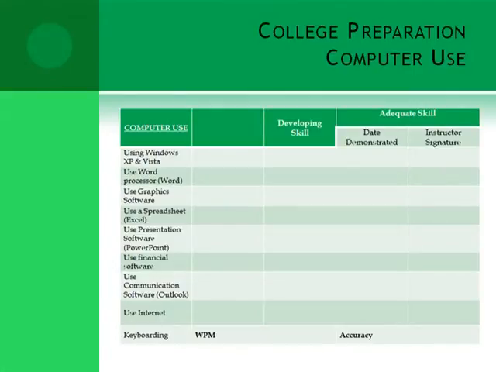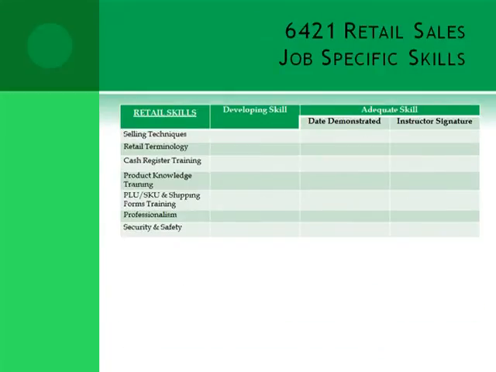The next chart is for computer use as well, but this time for college essentials students. As you can see, the items on this chart are very different from what we just saw on the retail sales chart. This next chart sample shows some of the job-specific skills that we'd find on a retail sales checklist.